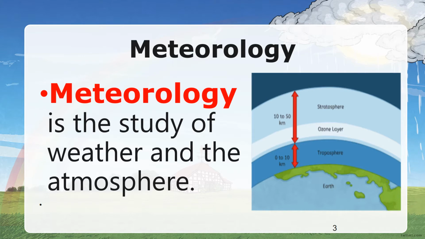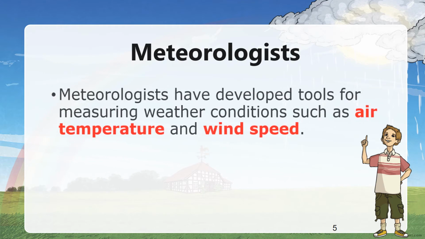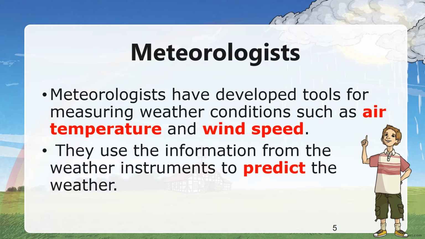Meteorology. Meteorology is the study of weather and the atmosphere. Meteorologists are scientists who study and measure weather conditions. Meteorologists have developed tools for measuring weather conditions such as air temperature and wind speed. They use the information from the weather instruments to predict the weather.